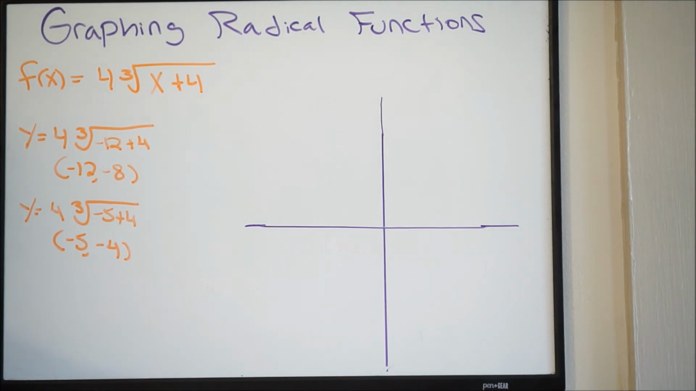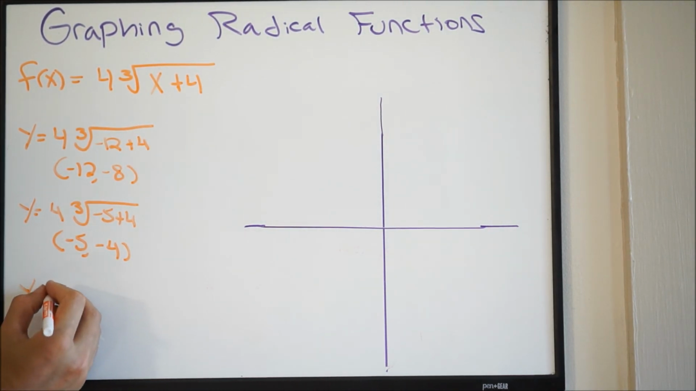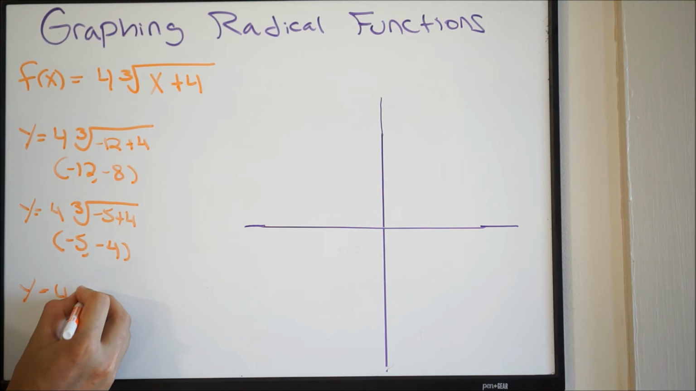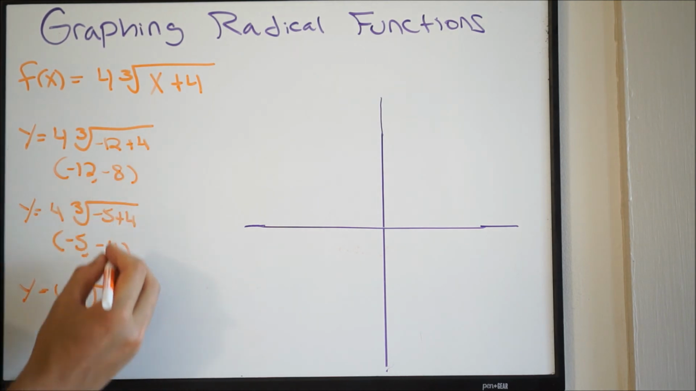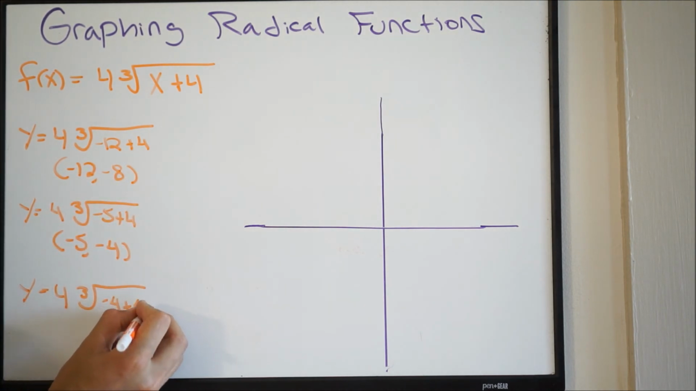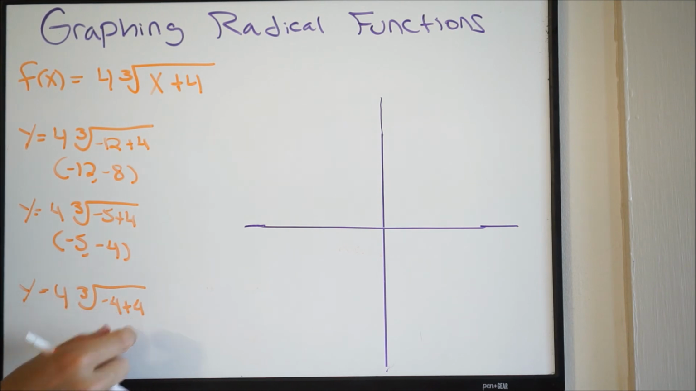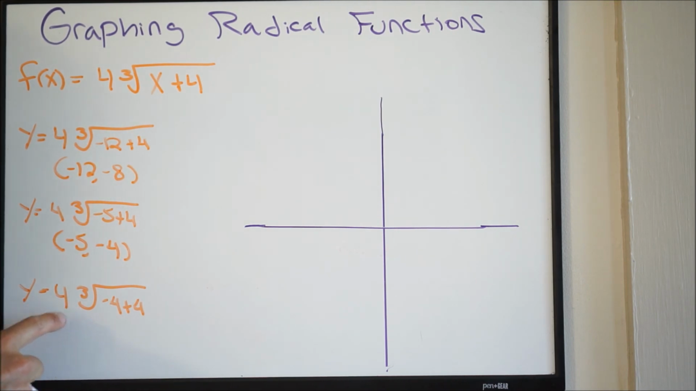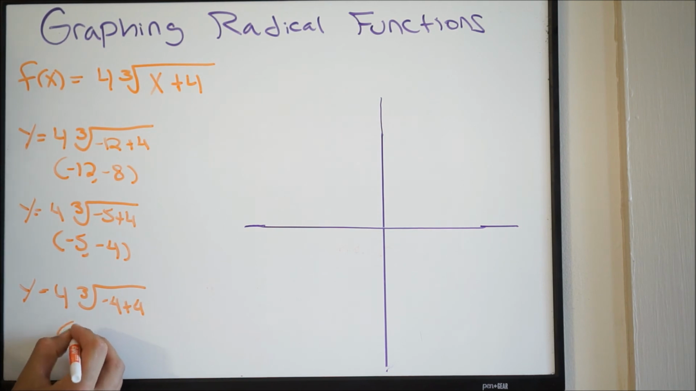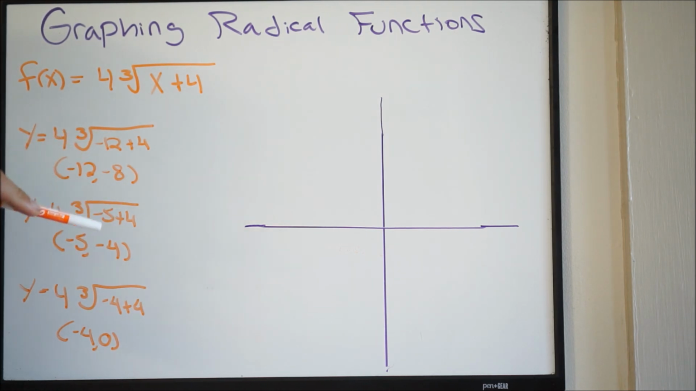Okay, let's keep going. So let's choose negative 4. So again, I'm going to plug in a negative 4 and plus 4. Well, what happens here? This all becomes 0, so the cube root of 0 is just going to be 0. And then 0 times 4, that's just 0. So what happened? I plugged in a negative 4 and I returned a 0. Okay, let's go ahead and put these points on and then we'll continue on and that will be it.